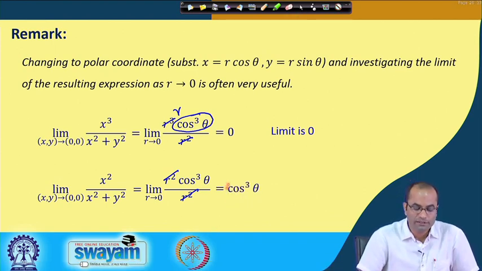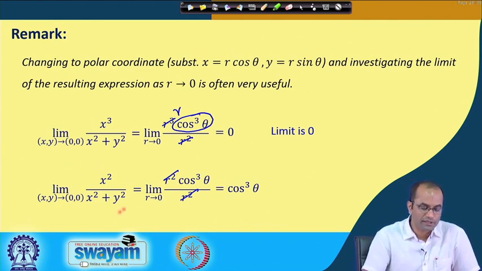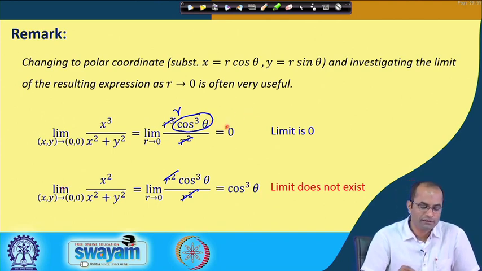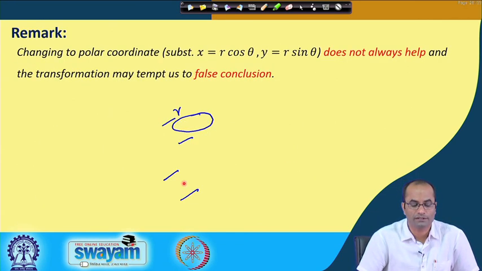So, when the limit depends on theta, that means the limit does not exist. The limit should be independent of theta. So, here for different values of theta we are getting different real numbers. So, this limit is not unique and hence it does not exist. So, we have seen other examples also that changing to polar coordinates is very useful for determining the limit as well as for determining that the limit does not exist.